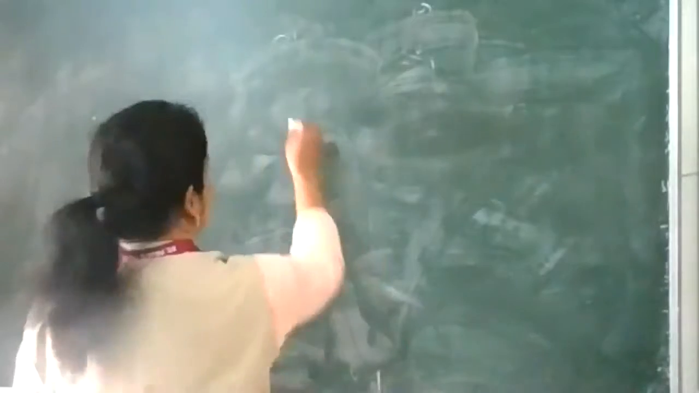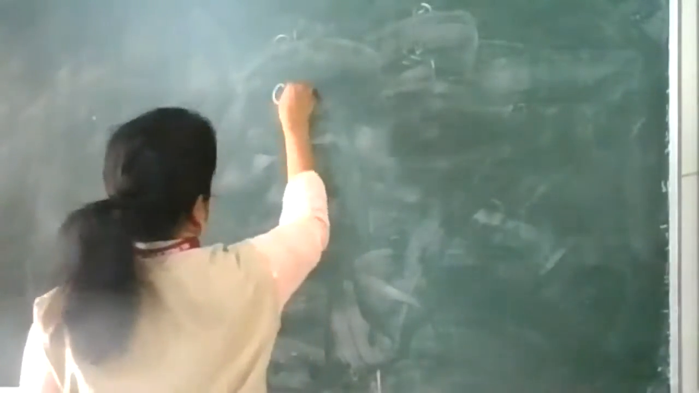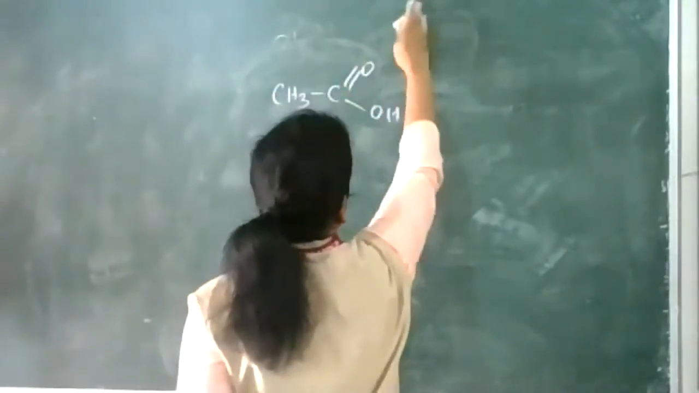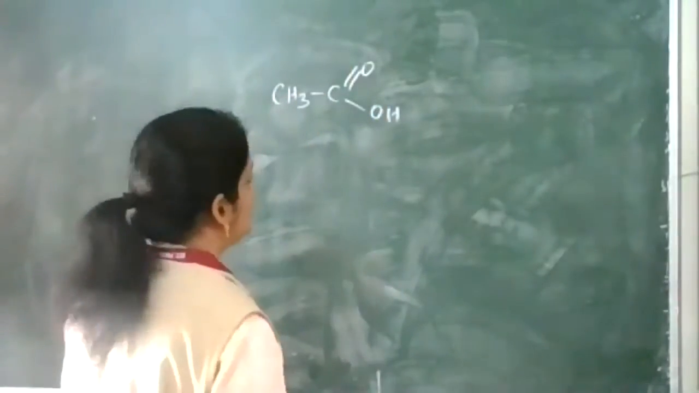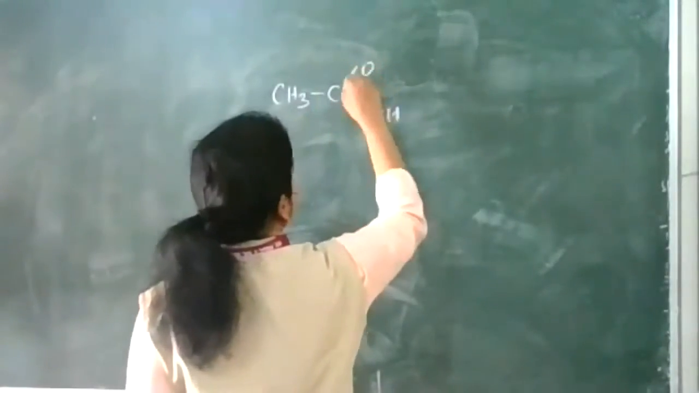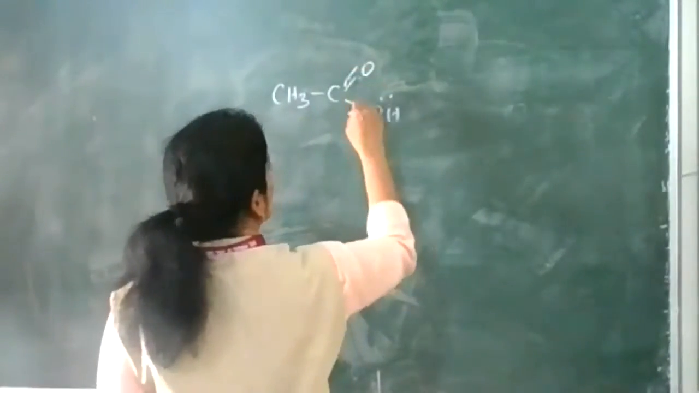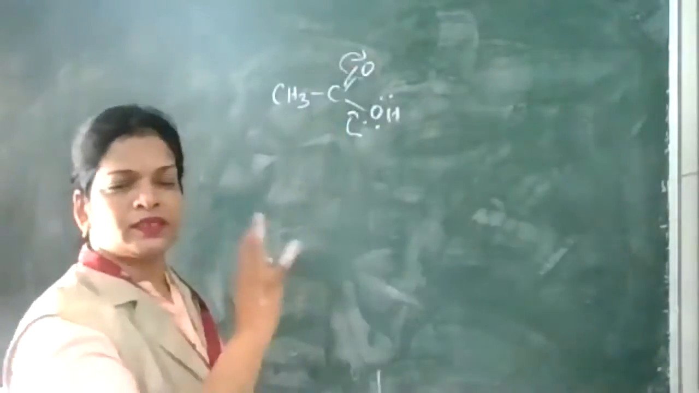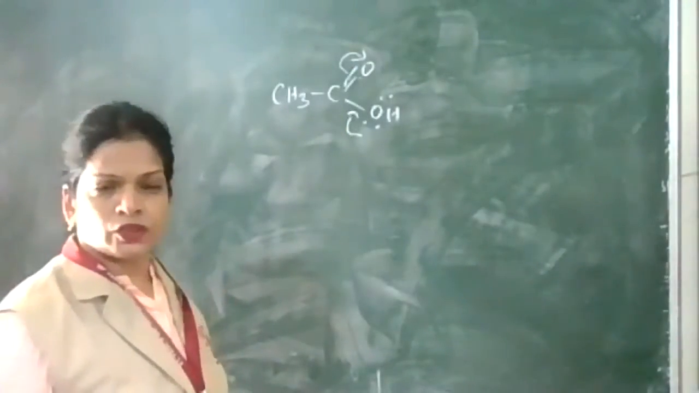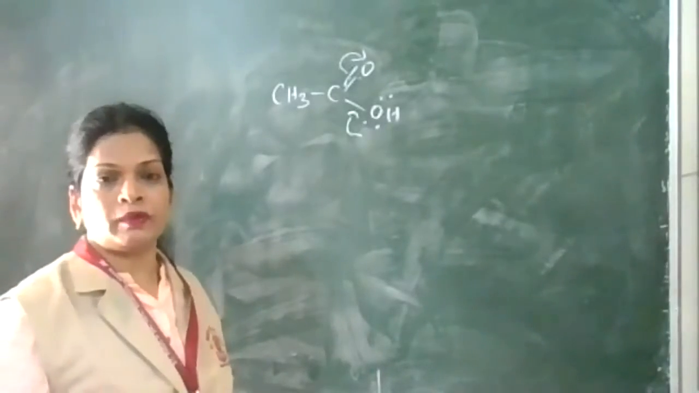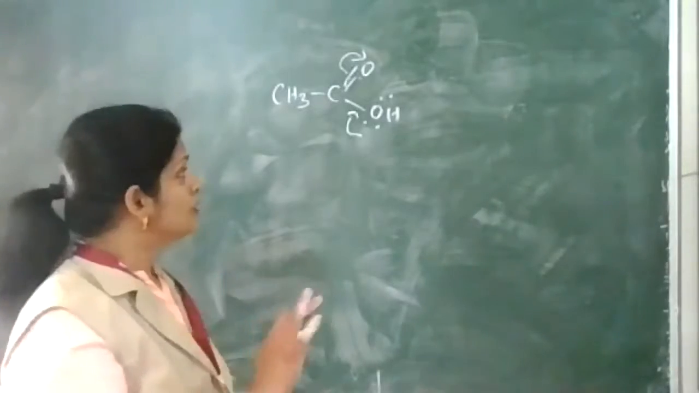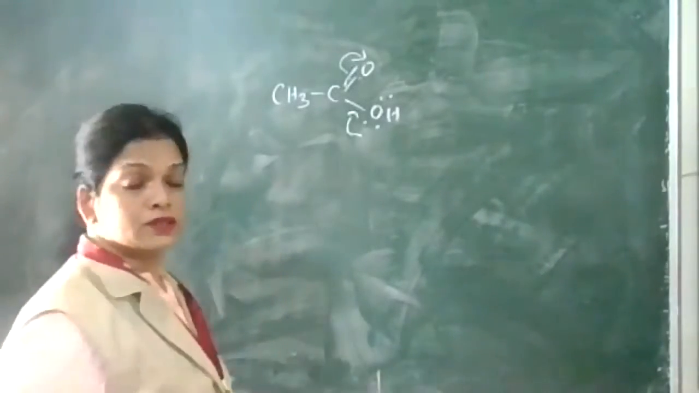Now coming to the acidic character. CH3COOH. Due to this resonating nature, there is always electron density on that carbon. It's not a pure carbonyl compound. There is a problem: it's not a pure carbonyl compound. Due to this resonance, electrons are present there.